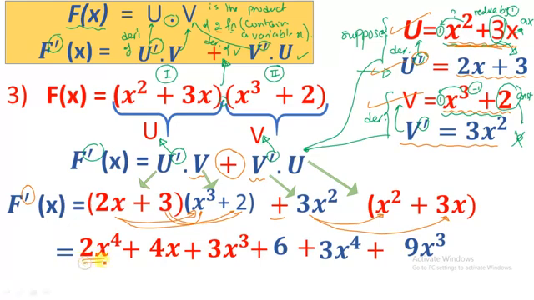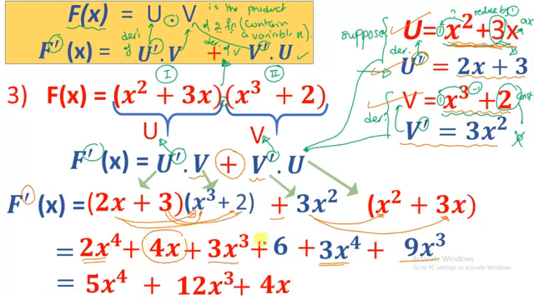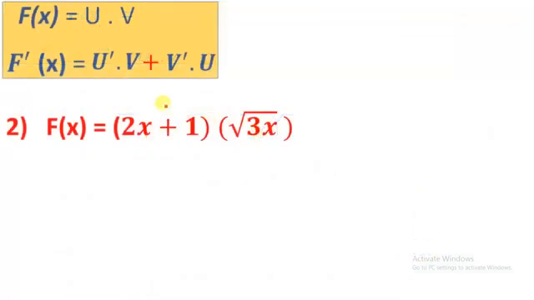Now we will add like terms. We have 2x to the power 4 and 3x to the power 4, and their sum is 5x to the power 4. 3x cubed and 9x cubed, their sum is 12x cubed, plus 4x plus the constant 6, and here is our derivative. Let's go to a new example.